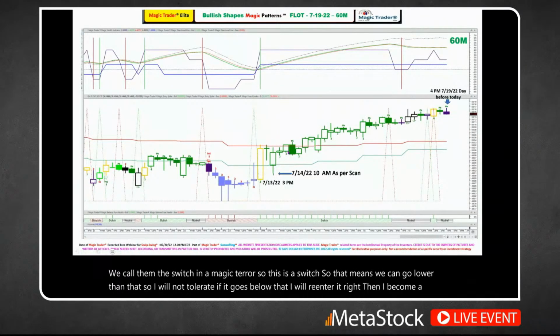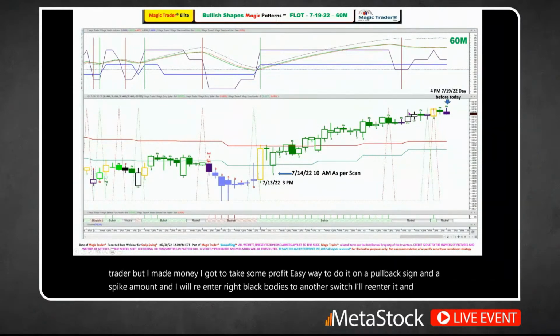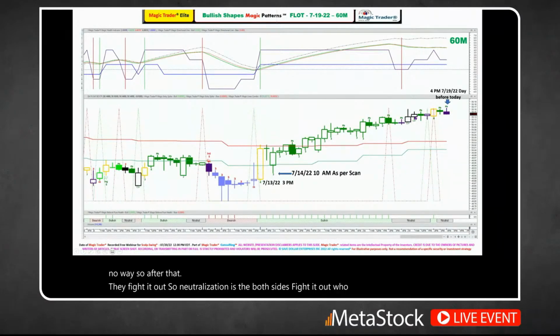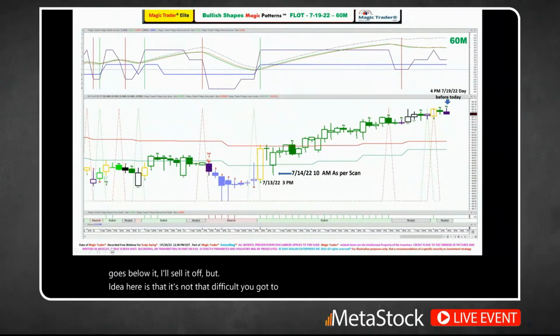But I made money. I've got to take some profit. An easy way to do it: on a pullback sign and a spike, I'm out, and I will re-enter. The black bar is another switch. I'll re-enter it, and this one, no way. After that, they fight it out. Neutralization is both sides fighting it out. Who wins? The bulls win. That is the representation of winning. Then I could re-enter it, and if it goes below it, I'll sell it off. But the idea here is that it's not that difficult. You've got to apply simple logic.